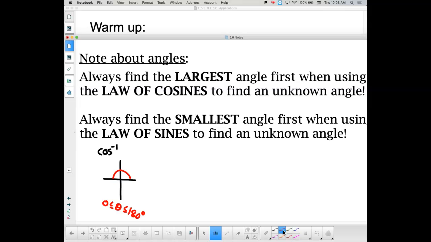Law of sines, or excuse me, when we're using the law of sines, inverse sine is restricted to between negative 90 and 90 degrees. So that's only going to give me an acute angle. Okay? So with that being said, with law of sines, we find the smallest angle we can. Law of cosines, find the biggest angle. Law of sines, smallest angle.